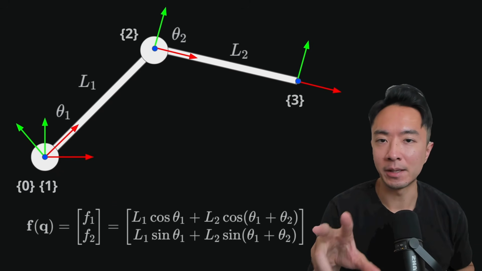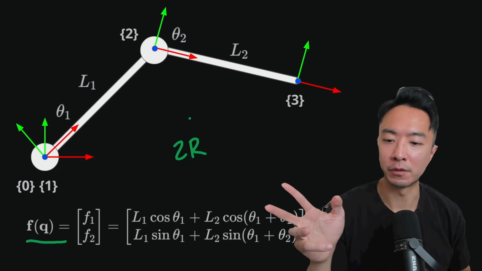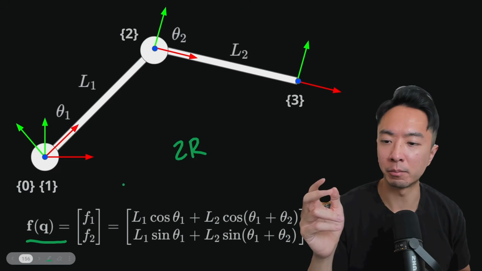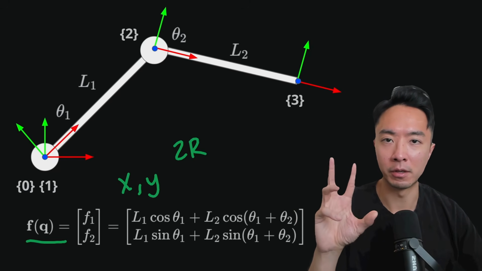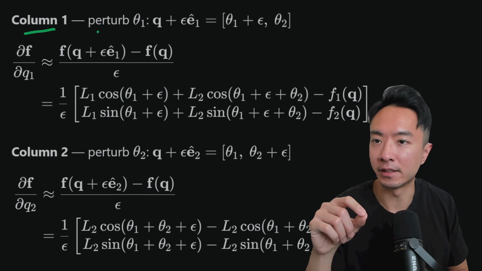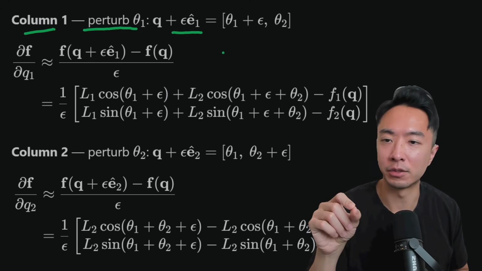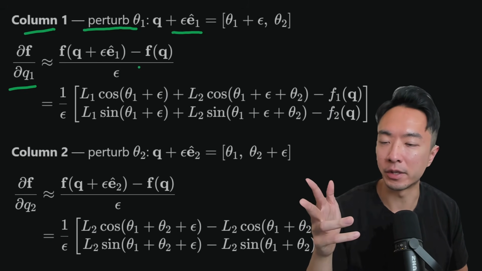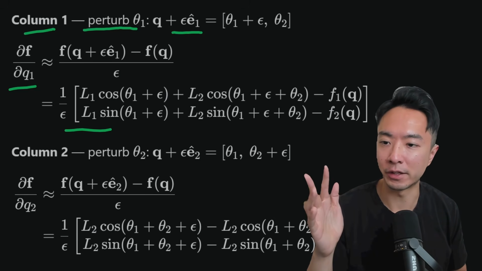Now you can see our example that we've been working with, which is our 2R robot. You can see this right here is our forward kinematics, which we grab F1 and F2. So these are pretty much our X and Y position vectors that describe the position of our tool end. So if we take our column 1, the idea is to perturb theta 1 by adding some small epsilon to our value. So we have our partial f over partial q. We take our equation and we plug it in for our forward kinematics. You can see this is our final equation.